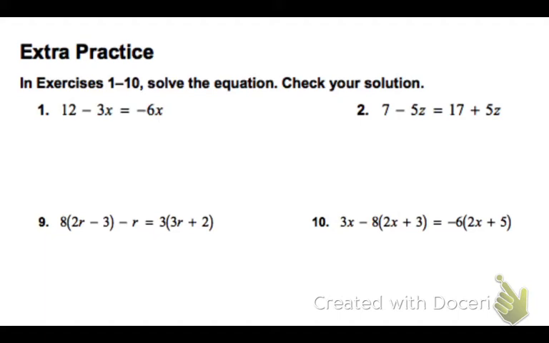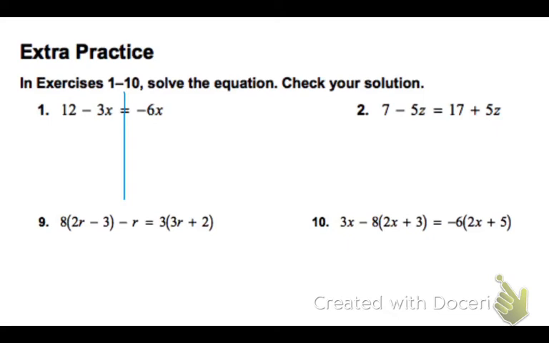So let's take a look. Here we go, exercise 1 of the extra practice. We see that we have 12 minus 3x is equal to negative 6x. When we're talking about two sides of the equation, I like to put a line down the equal sign to make sure we're not repeating work on the same side. We see a term of x on the left and a term of x on the right. We can't just add the like terms together because they're crossing over that equal sign, so we have to use inverse operations to move them.